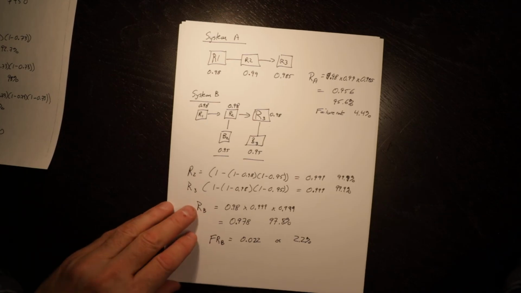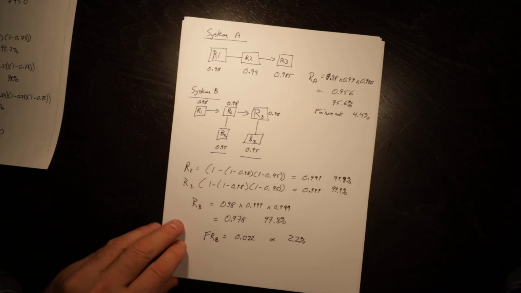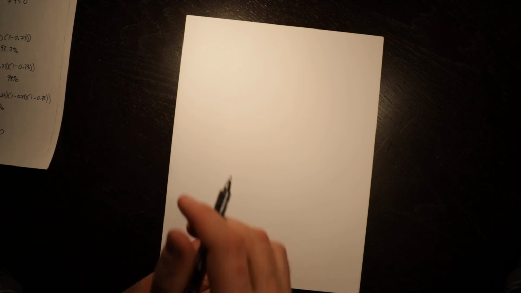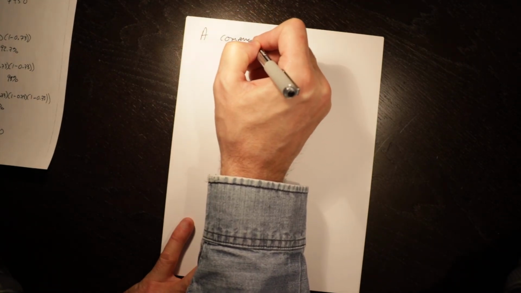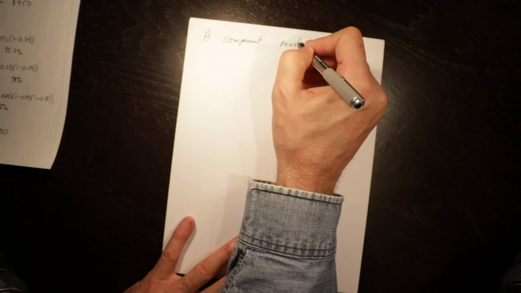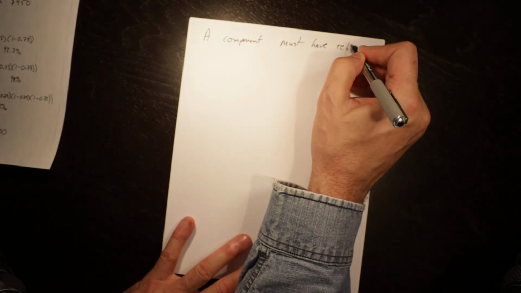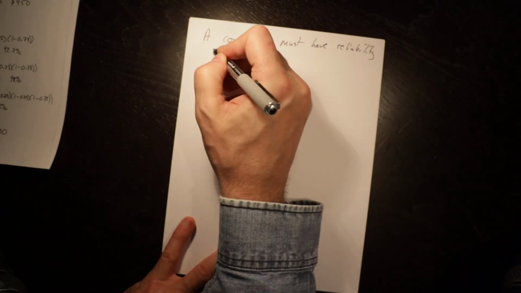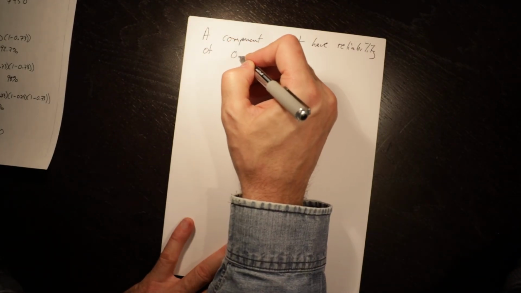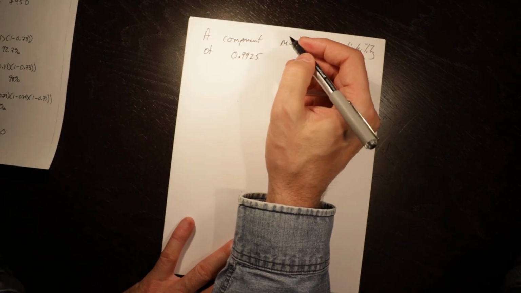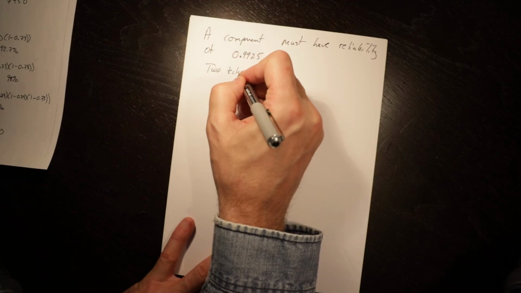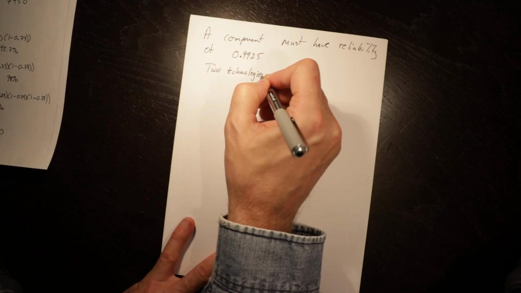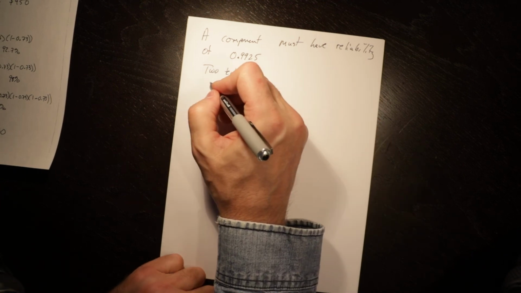So I'm going to go through one more example that gives you a sense of the types of different questions you can ask. So you can say, a component must have reliability of 0.9925. So that's pretty high. So you have 2 technologies.